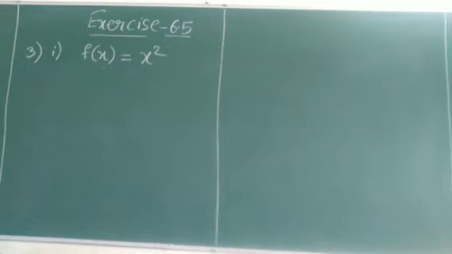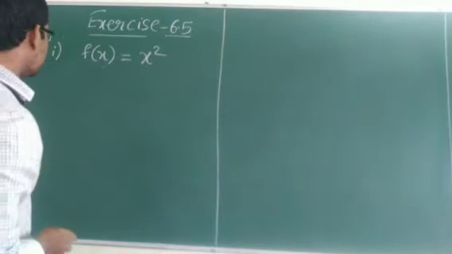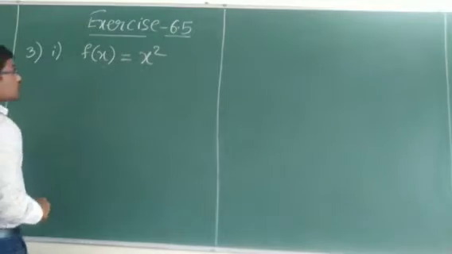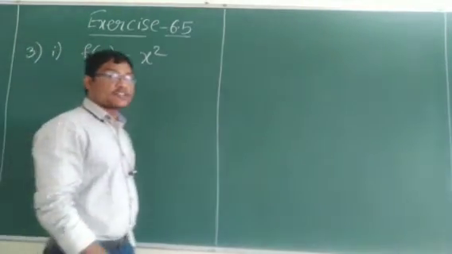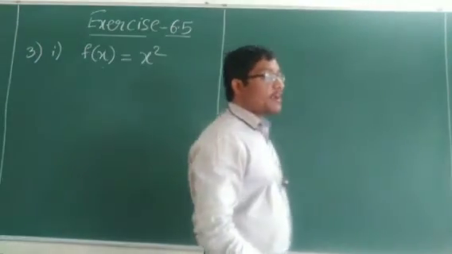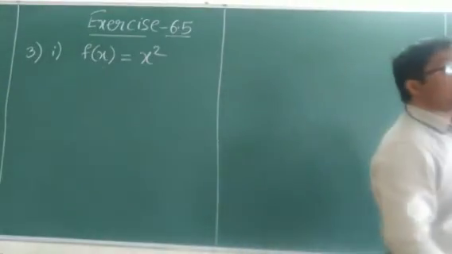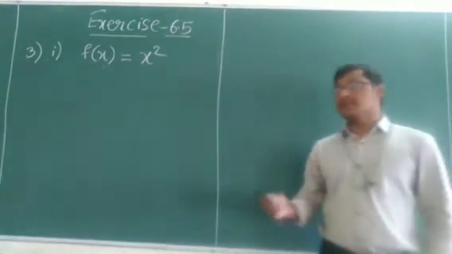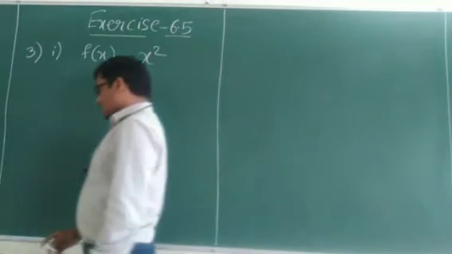Hi everyone. Let's see the next question from exercise 6.5. This is the third main question, first part: f of x is equal to x square. In this, find the local maxima and local minima where it is possible.